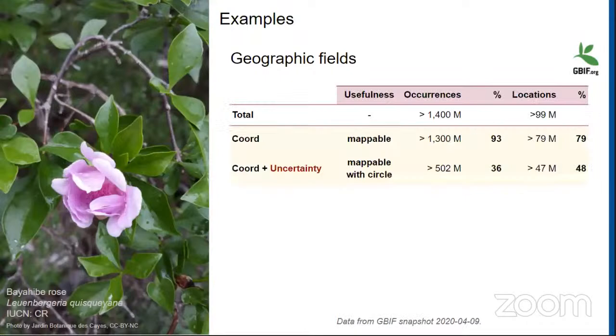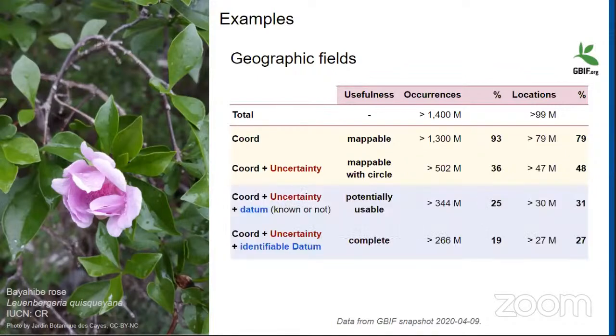And so if we look into it in detail, we see that of occurrence records, we have 93% that have coordinates, some kind of coordinates, so we can put them on a map. But if we add the uncertainty, that percentage goes down quite a bit. So only 36% have coordinates and uncertainty associated. And then the percentages keep going down if we add a datum, whether it's known or identifiable or not.